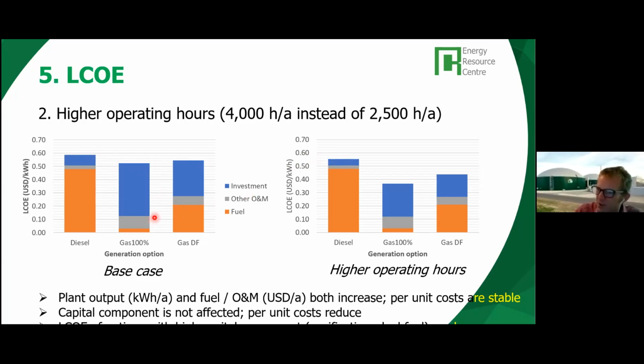But for the gasifier case, where, as I say, most of the costs are made up of the capital cost components, reduction in this has a much larger effect on the overall cost than in the diesel case. And again, with the dual fuel case, it's somewhere in between. So there's still a reduction, but it's less pronounced than with the gasifier case.